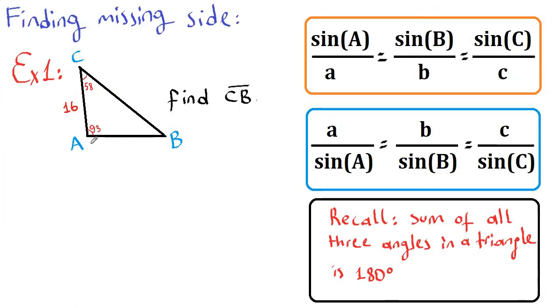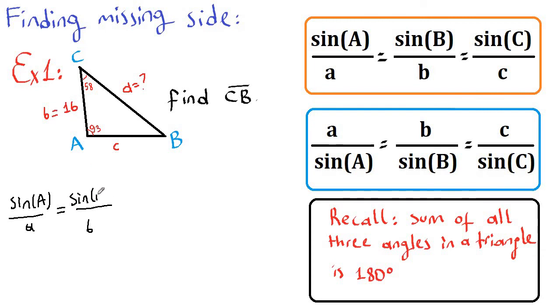This is example 1. We are given triangle ABC with angle A is 93, angle C is 58, and side AC is 16. We are going to find CB. CB is side a because it's just across the vertex A. So 16 is side b and this is side c. Because we are looking for a, we have to include this in our formula. So sine A over side a is equal to, another pair we are given is side b.